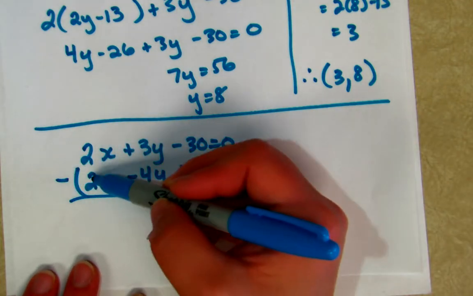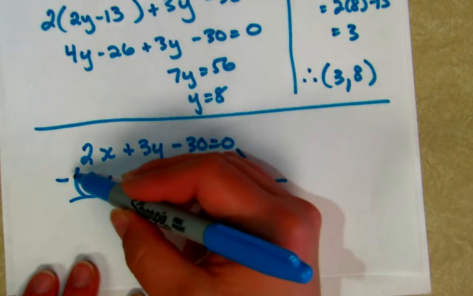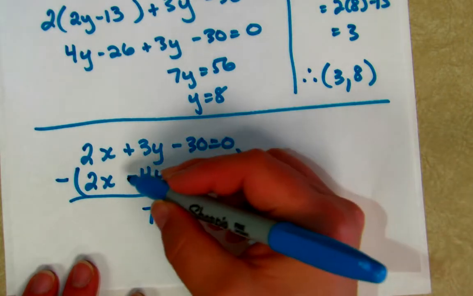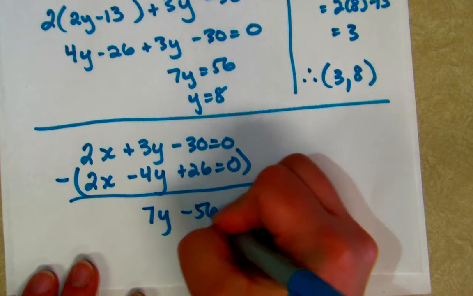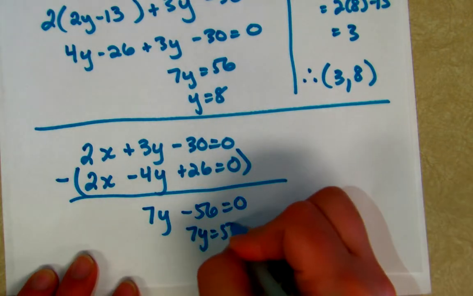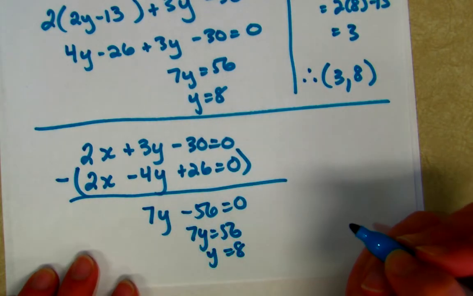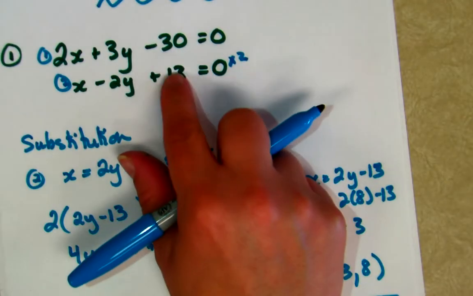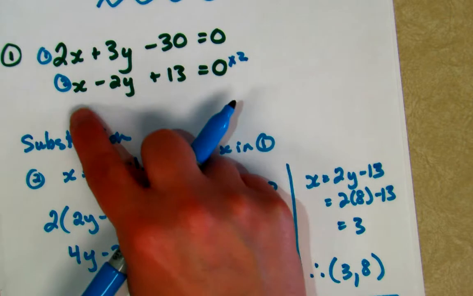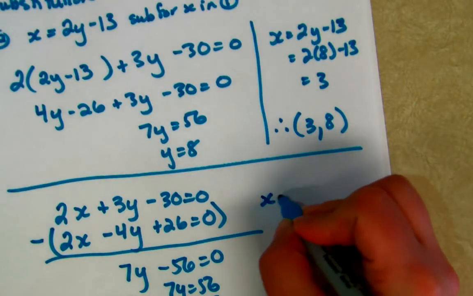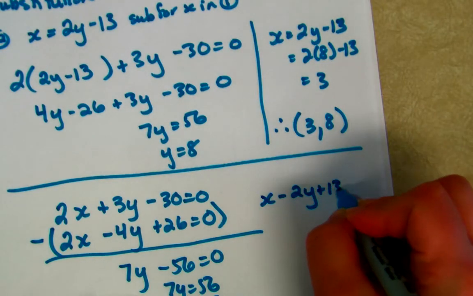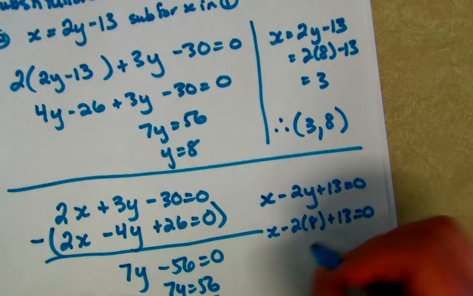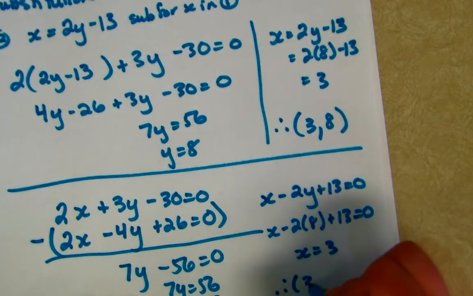So 2x take away 2x is gone. 3y take away negative 4y is 7y. Negative 30 take away 26 is negative 56. So when I finish solving for y, I get 8 again. Now I would have to go back up to one of these equations. I can also go back up and grab this one, which I probably will use because it's the easiest. And so I had x minus 2y plus 13 equals 0. So x minus 2 times 8 plus 13 equals 0, which gives me x equal to 3, and I get the same answer.